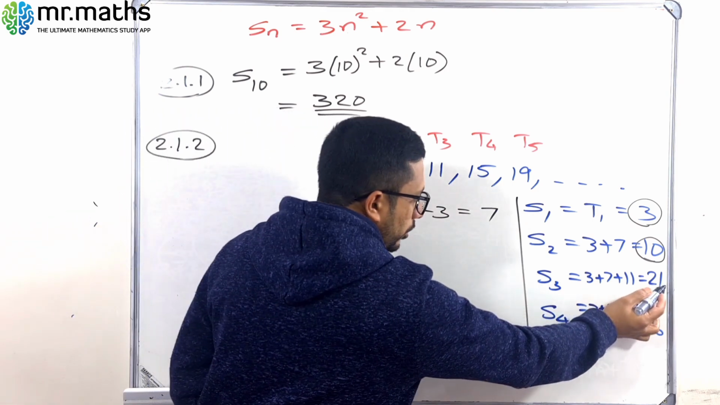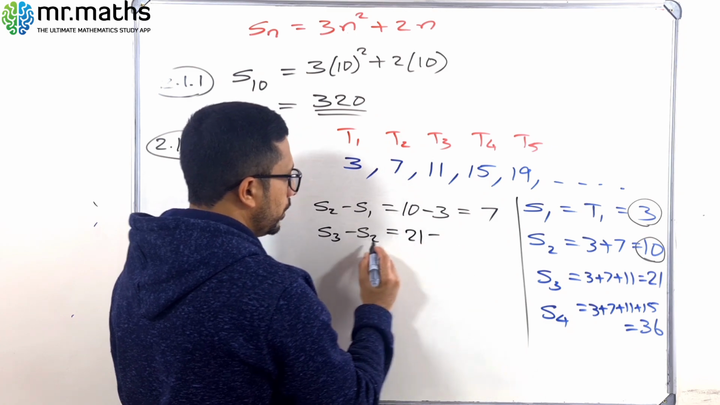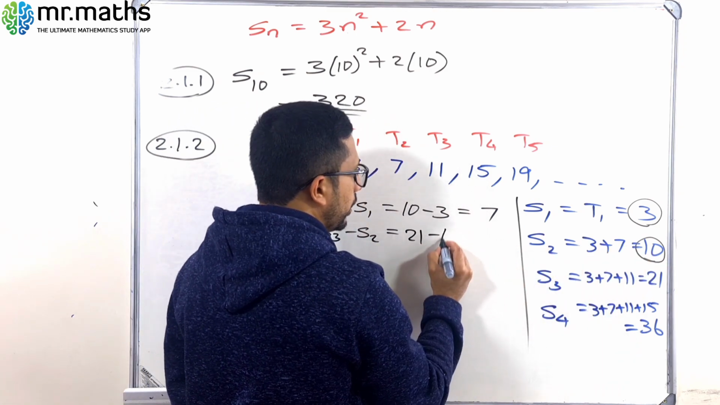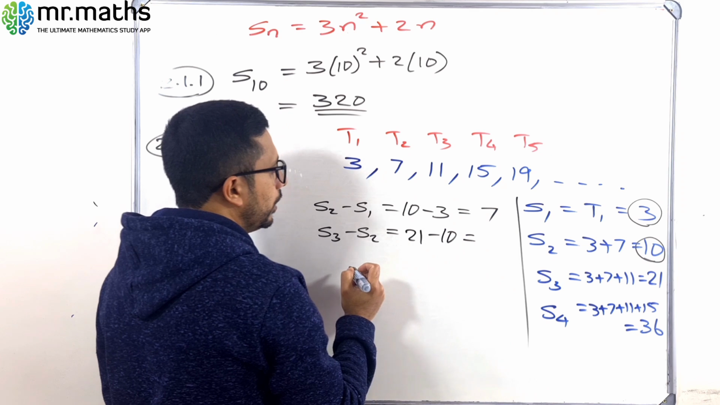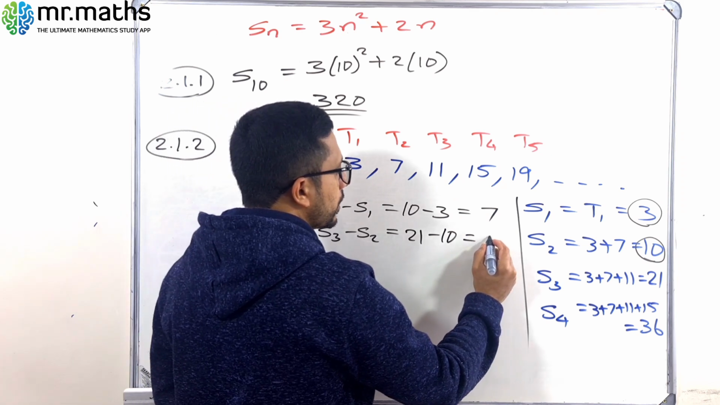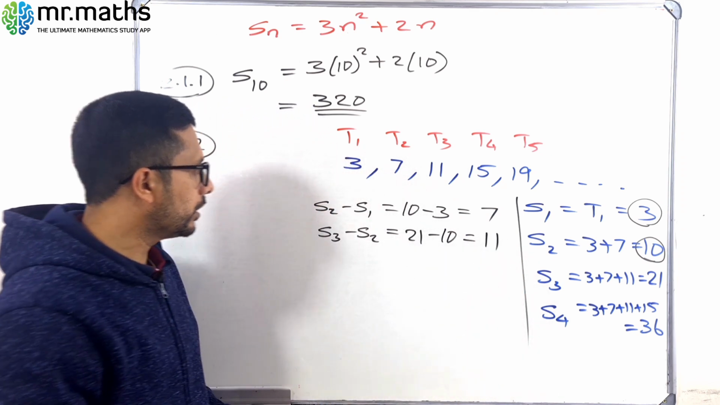What is S3? 21. 21 minus S2. What is S2? 10. 21 minus 10 is 11. So now look at this one.